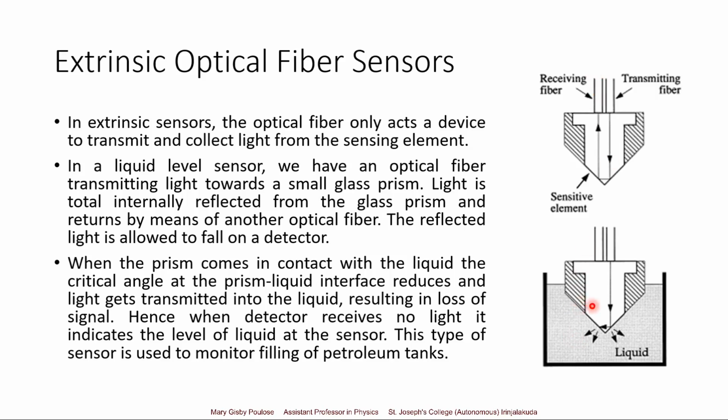Now when the sensor is placed in liquid or liquid comes in contact with the sensor, the critical angle at the prism liquid interface is reduced, and this light does not get total internally reflected, it gets transmitted into the liquid, and hence we do not get any reflection into the receiving fiber. So the detector will not see any light, and this indicates that the liquid level has touched the sensor. This type of sensor is used to monitor the filling of petroleum tanks.